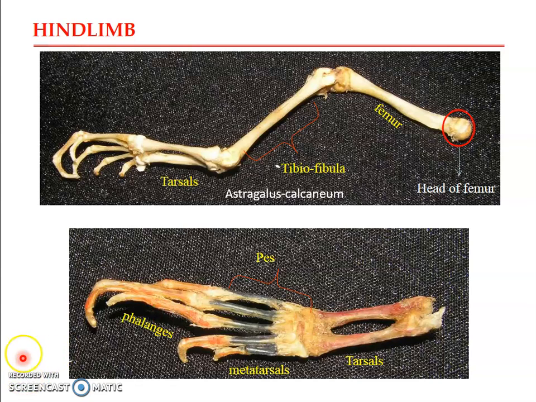So we have come to the end of Hoplobatrachus tigerinus, and we have seen all the systems in detail, and we have also seen the classification of the frog as well as examples under each order.